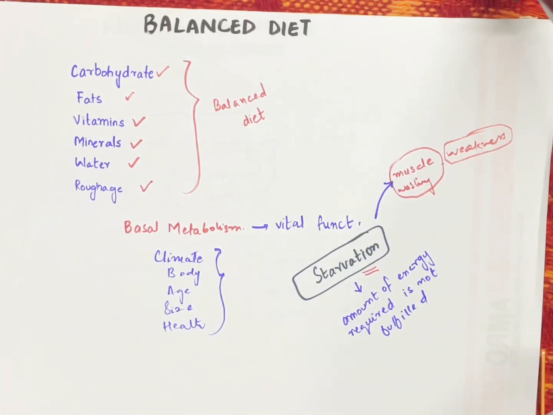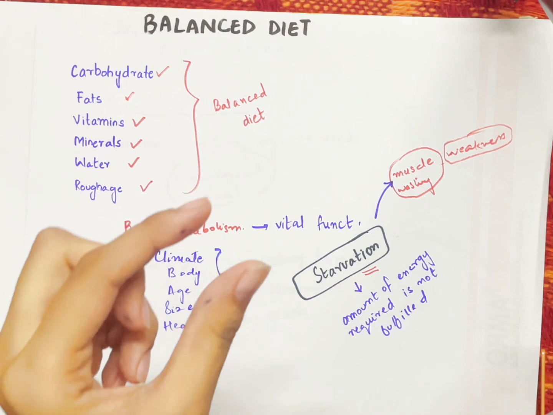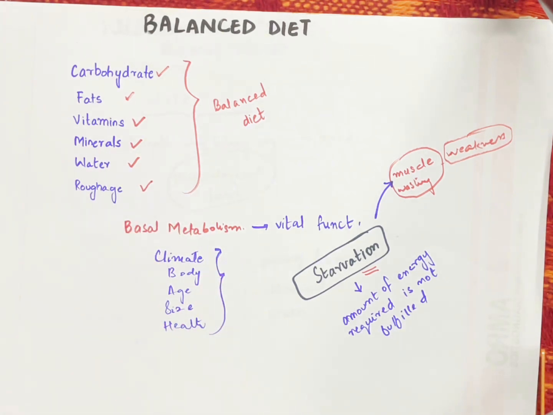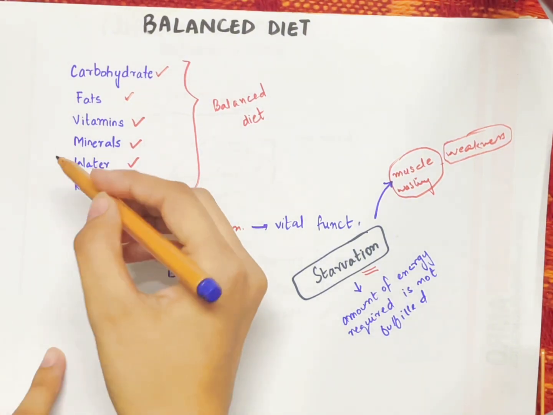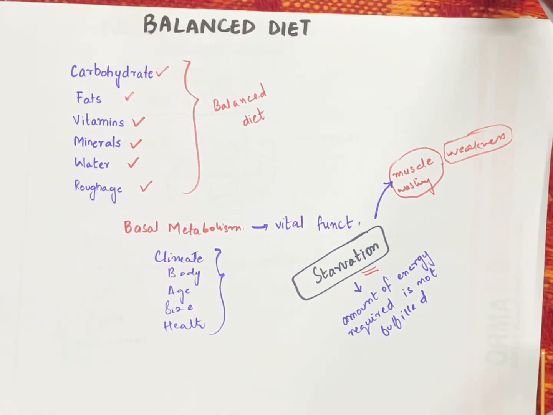After covering the parts of the digestive system, and since we were on the large intestine, we are going to talk about the balanced diet. What is a balanced diet? A balanced diet is a diet that includes constant proportions of all the constituents that are needed, for example, carbohydrates, fats, vitamins, minerals, water, and roughage. Roughage means the dietary fiber, which includes the undigested fibrous material, and a person who lacks it can also be a patient of constipation.